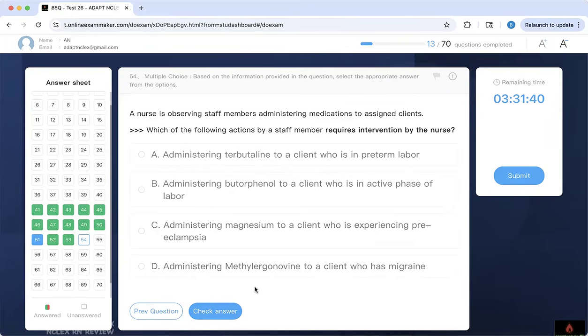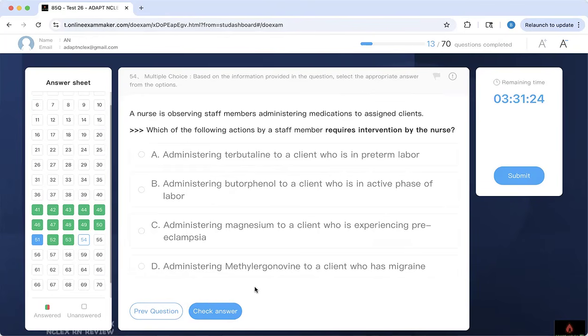This is pharmacology, by its prioritization. Look at it. How do you answer the question? Require intervention. Which client is being given the wrong medication based on their condition? That's the question. Read it like that and you master it.